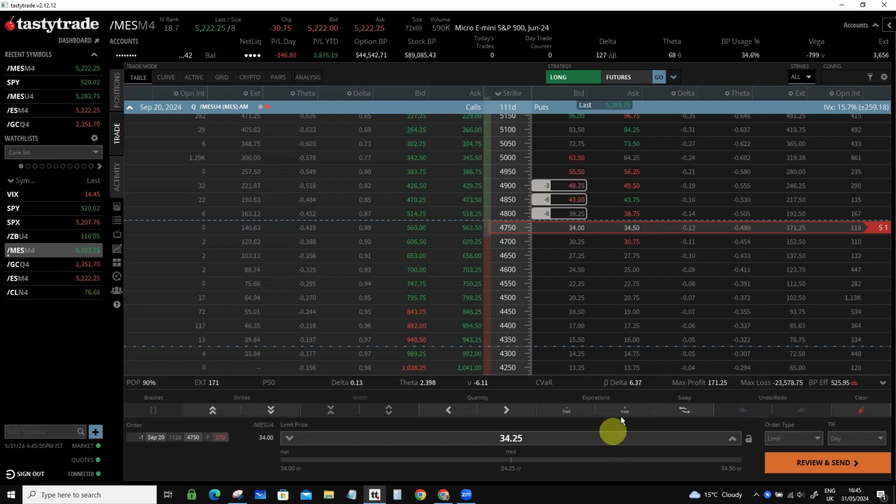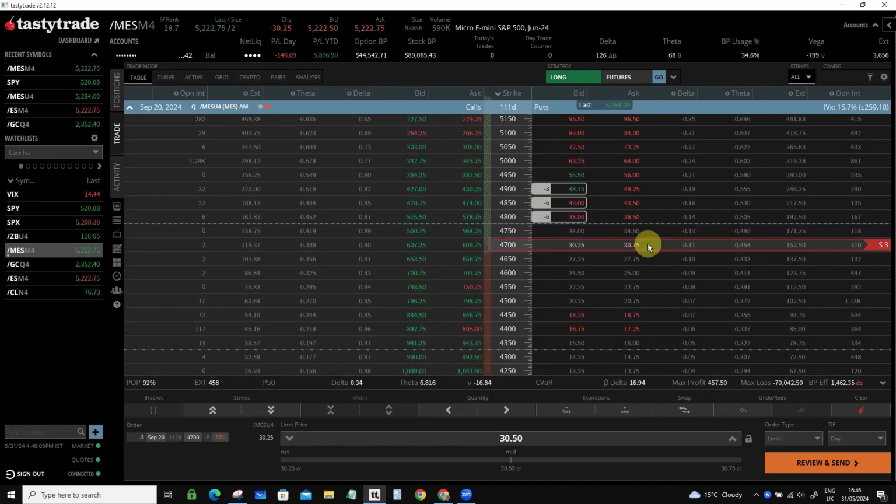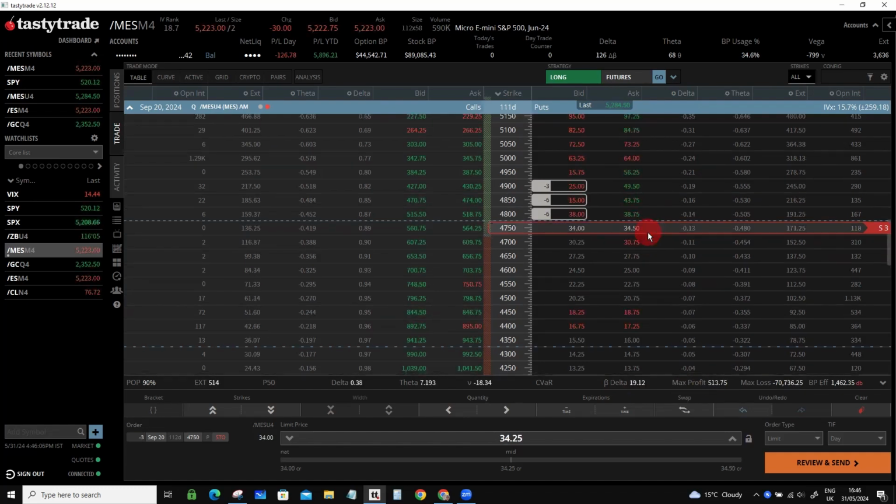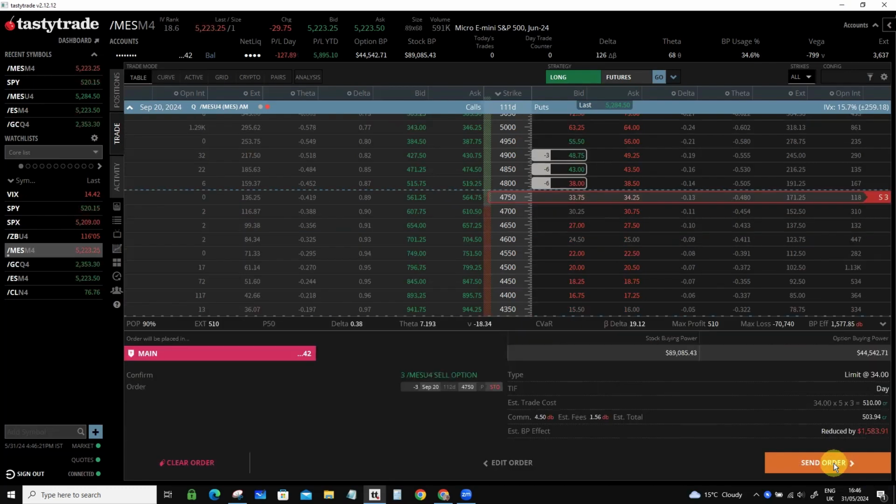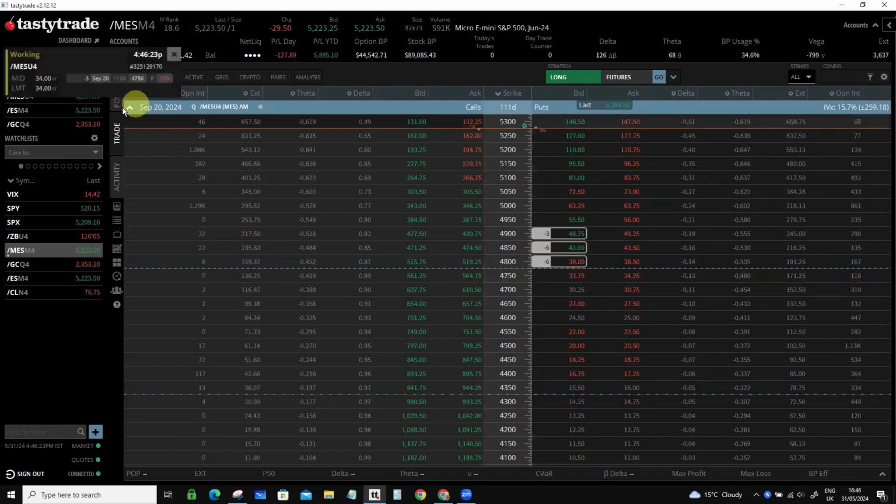Let's assume we do 3 trades as usual. That will give us 513 on this one, or 457 on this one. We can go either way, but 510 would be nice. I think we can do that. Okay, let's go ahead and see if we can close this one. That's 3 trades.